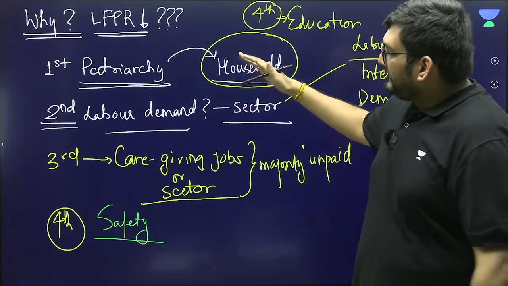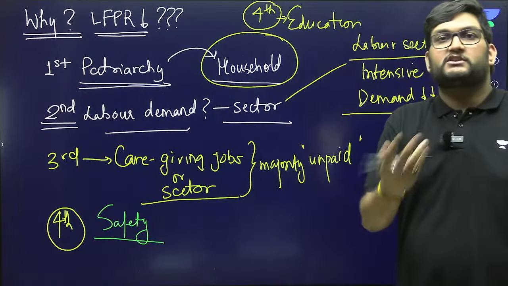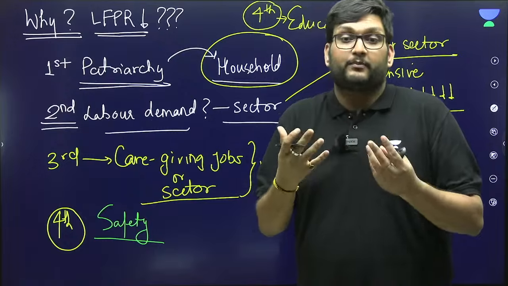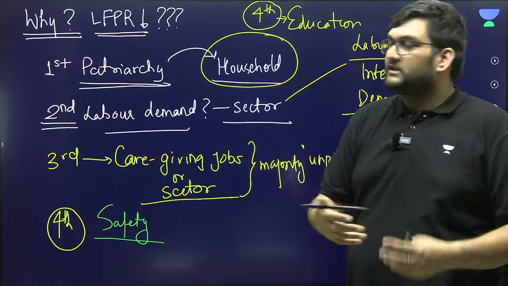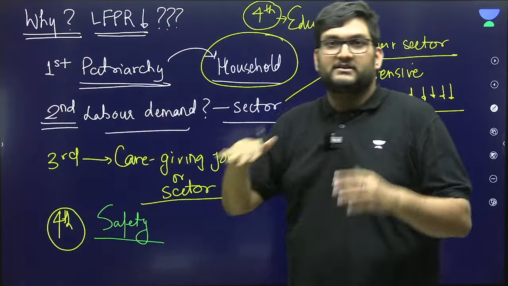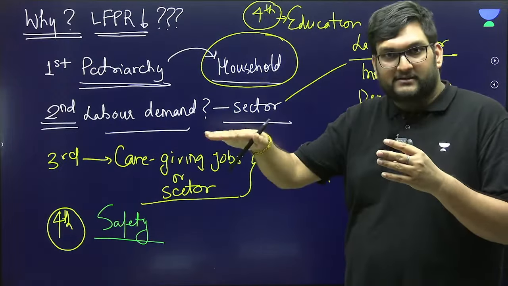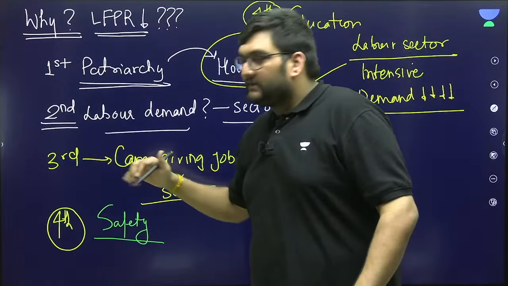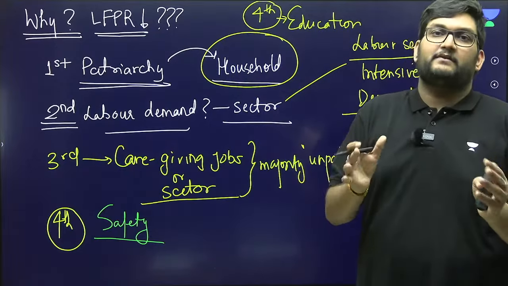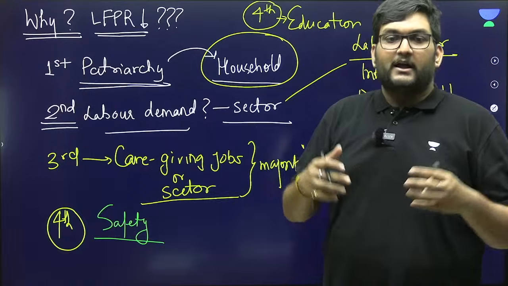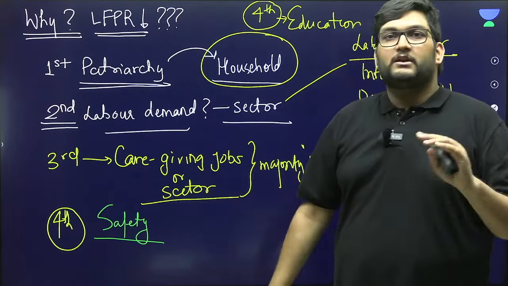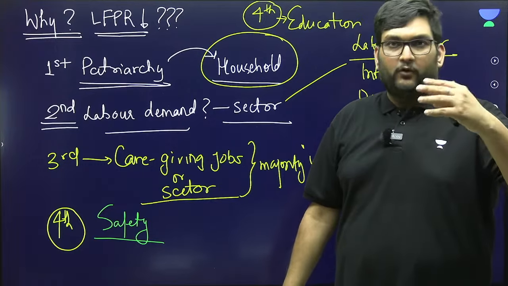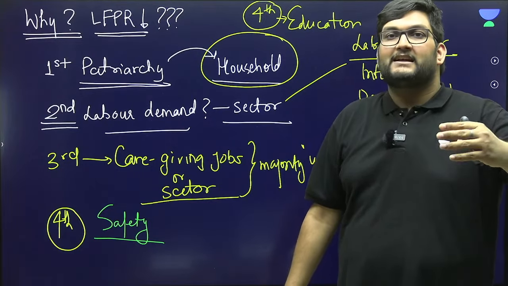So to be very clear, these are all institutional problems. These are systemic problems which women are facing. First is patriarchy, which is basically societal in nature. When we talk about labor demand, that is the systemic aspect of how employment is coming. Over and above that, caregiving is the only sector in which she's getting any form of employment. And if all of this is working out for her, then she has to leave the job somehow because of a safety issue.